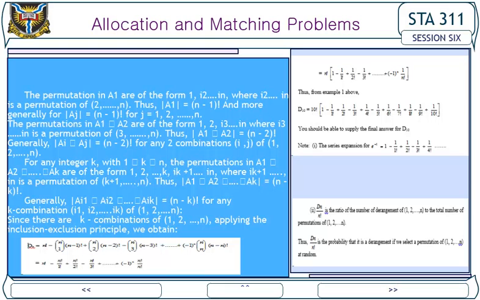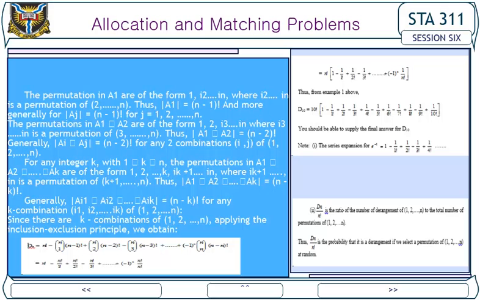For any integer k with 1 less than or equal to k less than or equal to n, the permutations in A1 intersection A2 intersection ... intersection Ak are of the form 1, 2, ..., k, ik plus 1, ..., in, where ik plus 1 to in is a permutation of k plus 1 to n.